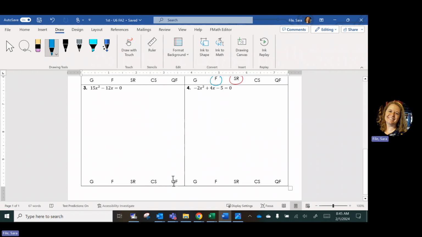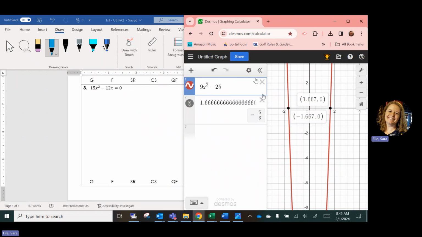Okay, you could try completing the square. This one you cannot do square root method because you've got an x squared and an x, so that method is not an option. Of course, you can always try the graphing. I told you that would be my initial move on all of these. So let me go ahead and show you what that graph would look like.